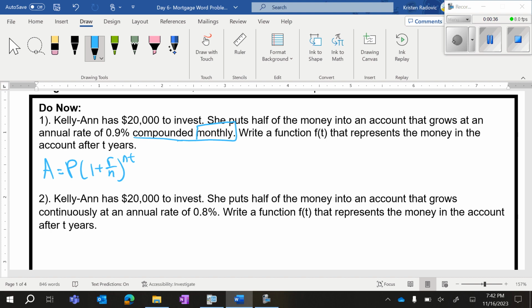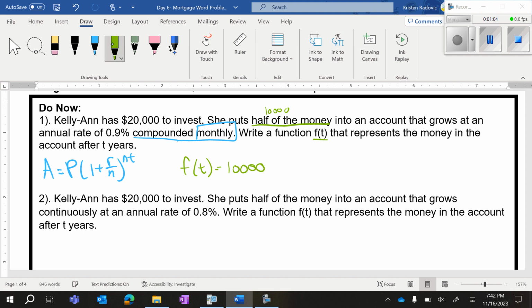They want you to write a function, f of t, that represents the money in the account after t years. So most importantly, they say f of t, so we should be writing f of t. We should not be writing A equals. Now, I know that Kellyanne has $20,000, but she's putting half of the money in there. So half of the money is $10,000. So we're really starting with $10,000, not 20.